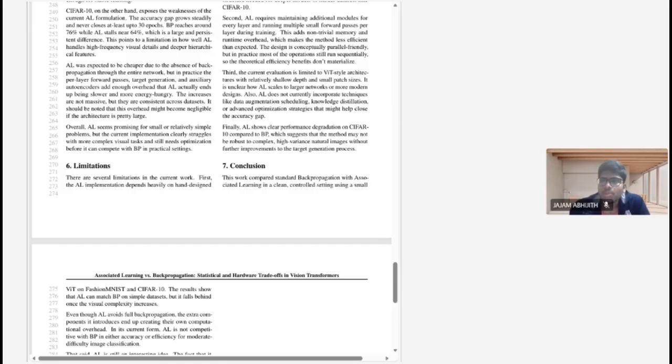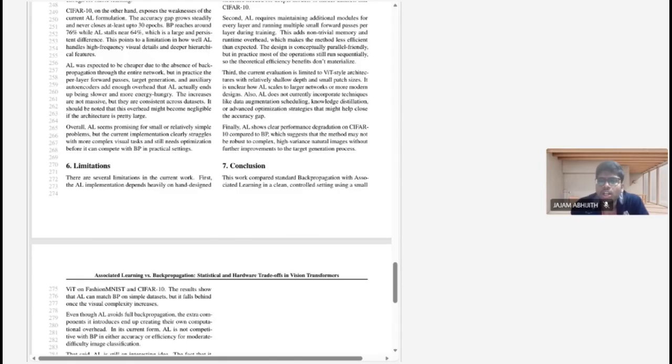You could also imagine hybrid approaches that combine the best of both worlds. Maybe you can use associated learning for some layers and then backpropagation for the others. Or maybe you use AL during parts of training and then fine tune with backpropagation. There are lots of possibilities to explore.